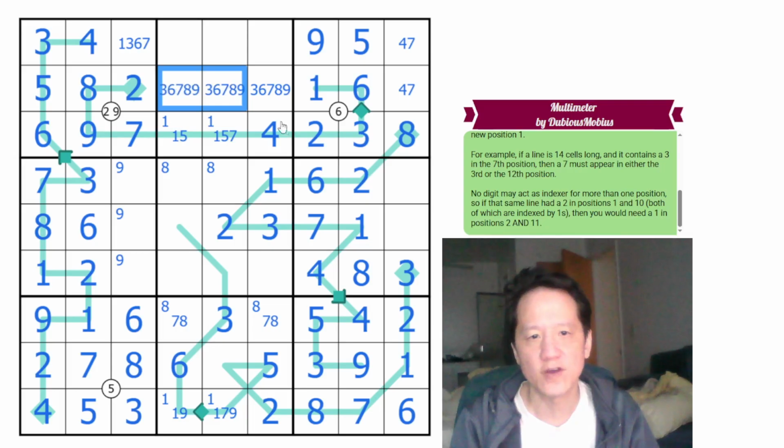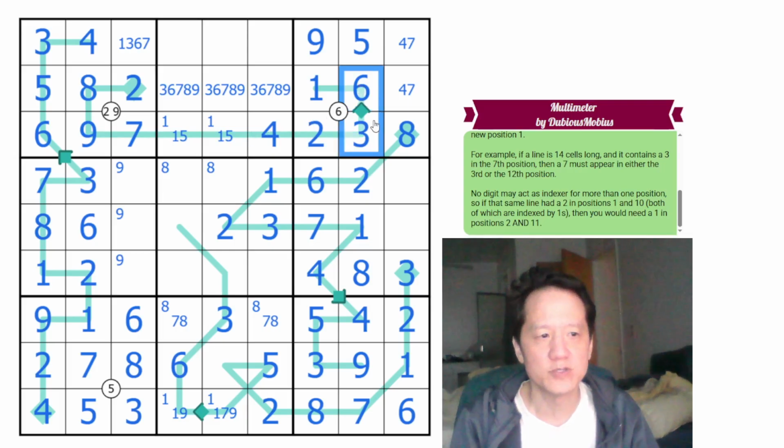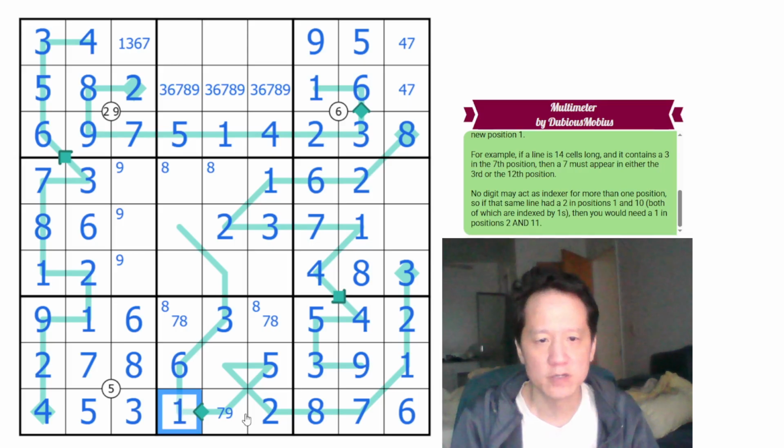None of these are 5. This can't be 7. We have a 6 in the 1st position, so that means that 1 must be in the 6th position, which is here. So this is 1, this is 5. This cannot be 1 anymore, which forces this to be a 1. That means this is a 9, because they have a 7, 8 pair.